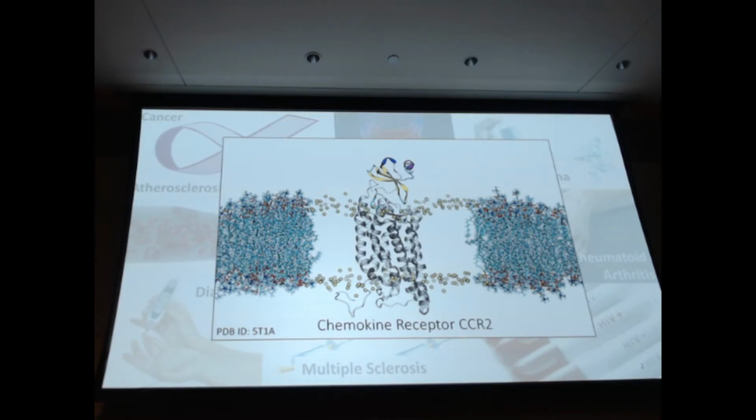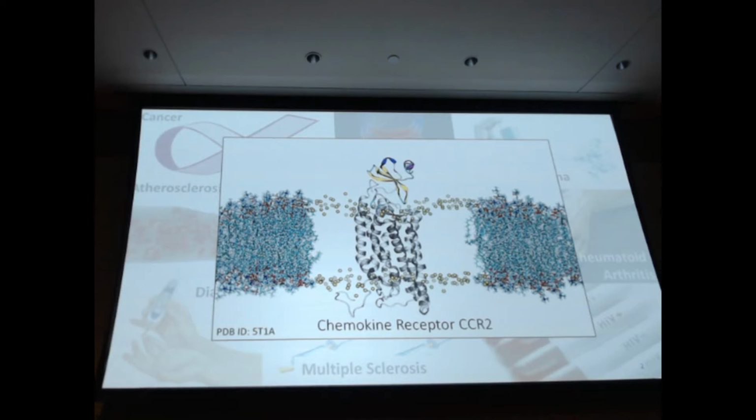And CCR2 mediates immune cell migration. It's involved in monocyte infiltration in the inflammatory diseases that I just mentioned. And it's also involved in the inflammatory response against cancerous tumors. Notably, it's involved in nearly 24 types of cancer.